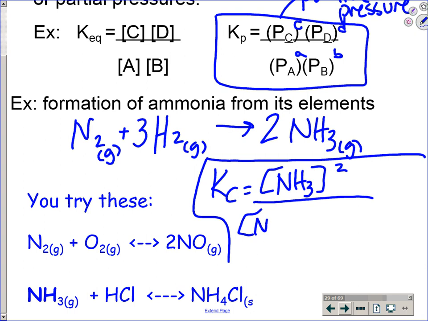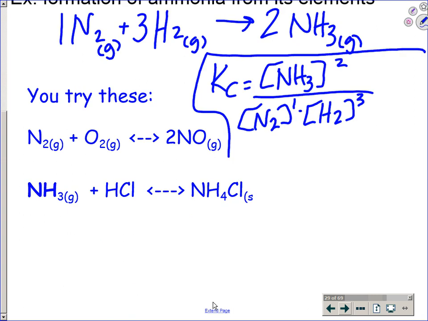Okay, so concentration of N2 raised to the what power? What's the coefficient from nitrogen? 1. A 1, right? So I don't have to put the 1 there, nor do I have to put it here, but it's nice to at least recognize. Raised to the power 3. Very good. That's it. So that's your setup for K, indicating products over reactants.